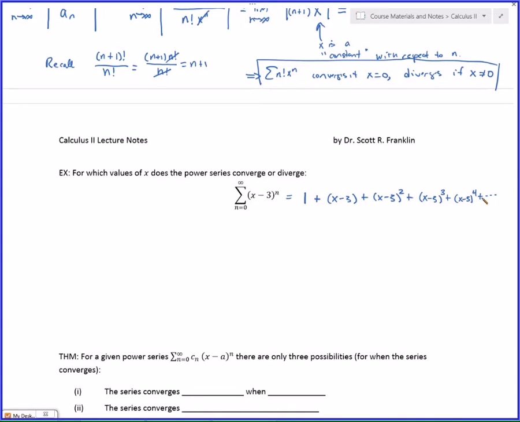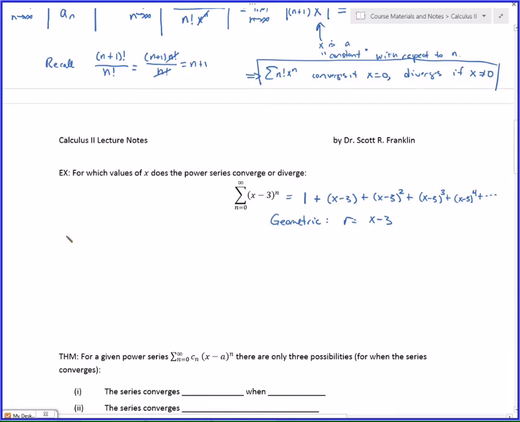Actually, you could use the ratio test and it still works. To me, there's an even shorter way. What do you notice about this series? Do you recognize what kind of series it is? Not just power series. It's geometric. And the r is x minus 3.